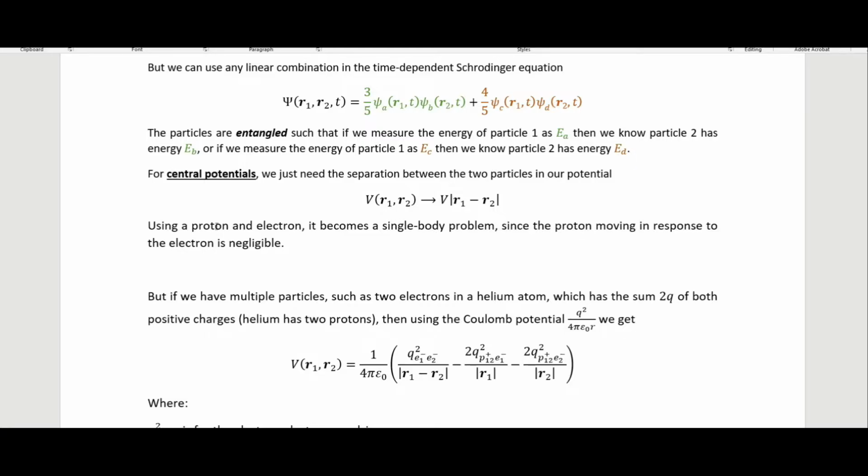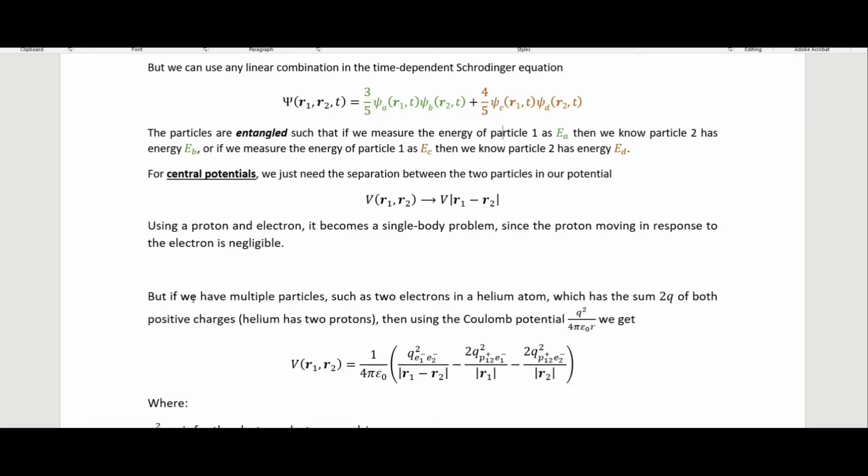And so using a proton and electron, like in a hydrogen atom, it becomes a single body problem, because the proton is a lot heavier than the electron, and so it's not going to move. Its movement is going to be negligible compared to the electron. Sort of the same thing when we're looking at the gravity between the Earth and a person, where technically there is some movement of the Earth when a person is moving relative to it, but it's so negligible that we can just think about it in terms of the person moving.